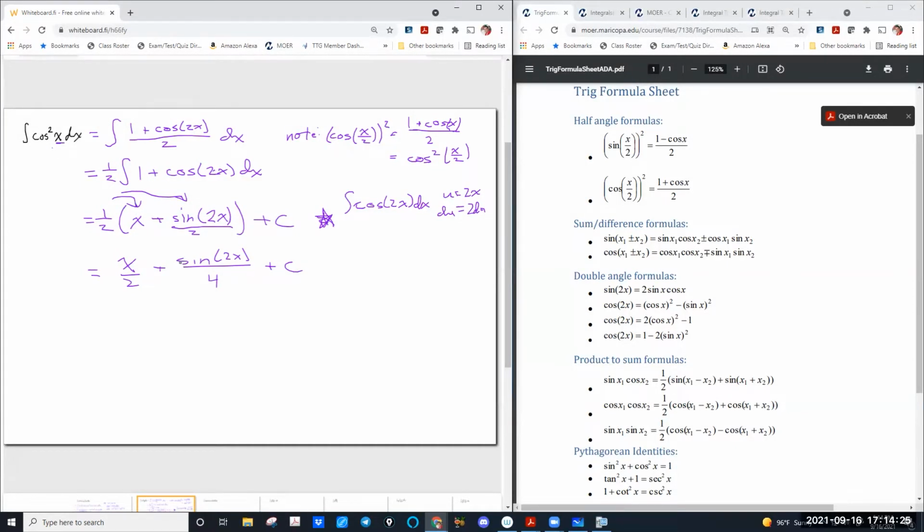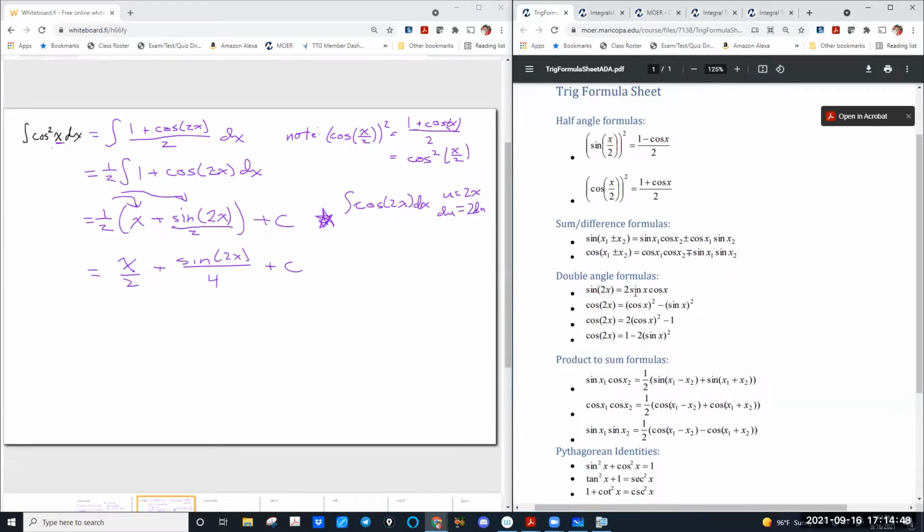Now, one thing I want to mention, this answer is in terms of 2x because of the substitution we made. If you want to get everything back in terms of x, you can. You just use a double angle identity. I'm not requiring that, but I just want to let you know that you can. So we use this double angle identity right here, that sine of 2x is equal to 2 sine x cosine x. So x over 2 plus 2 sine x cosine x over 4 plus c, and we'll do a little bit of canceling because we can.